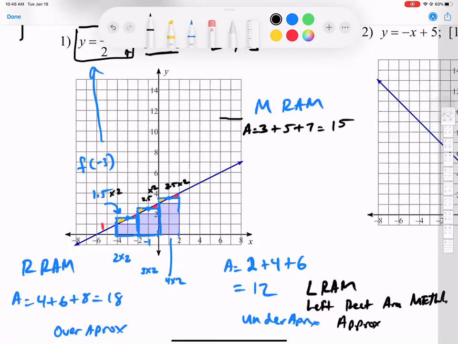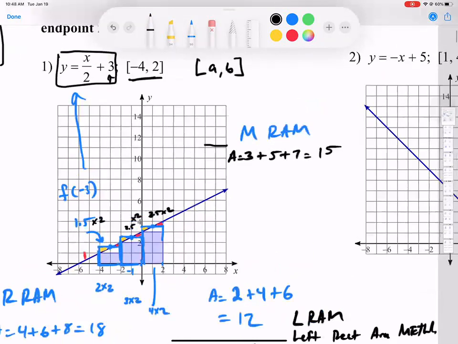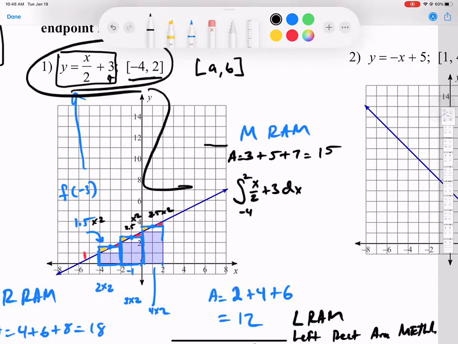Okay. So this is what you're going to do in today's homework. You're going to approximate the area underneath the curve using the rectangles that are given. Now, what is the actual area underneath the curve? Well, let's go ahead and write the integral here. The integral of x over 2 plus 3 dx between -4 and 2. If you take a look, I wrote everything we had here in an integral.